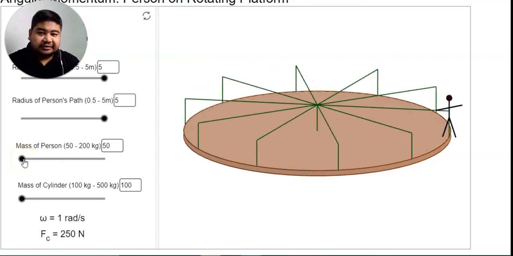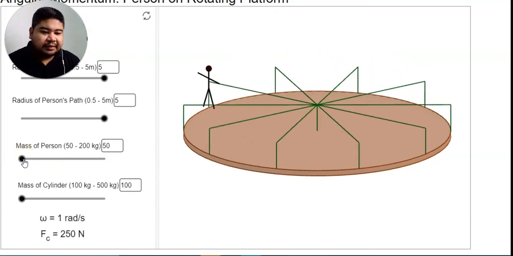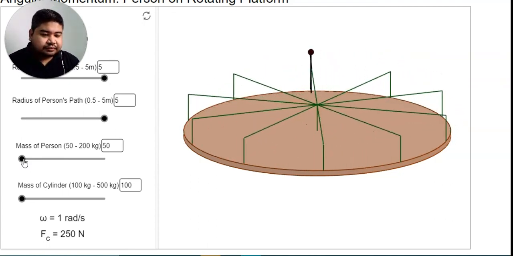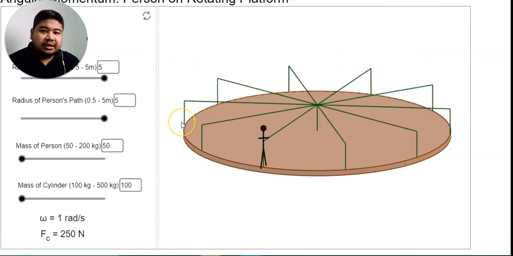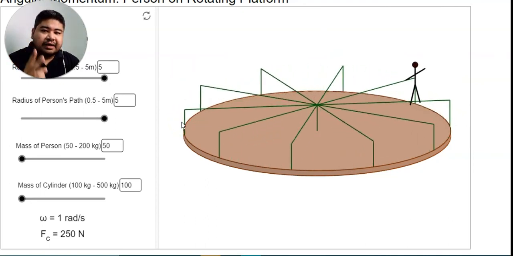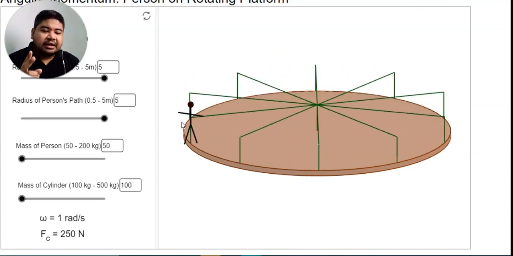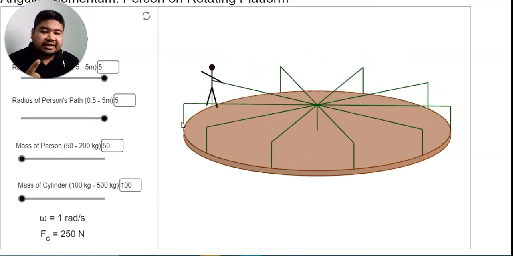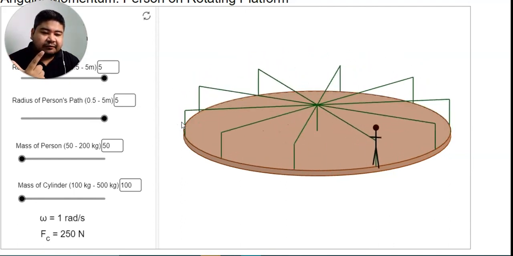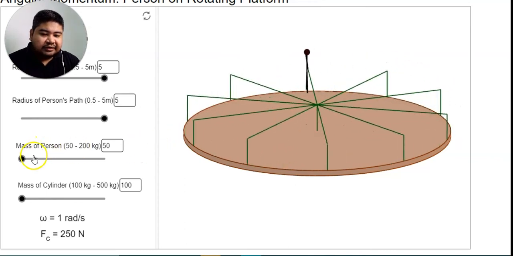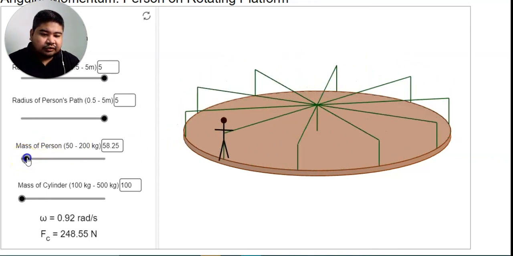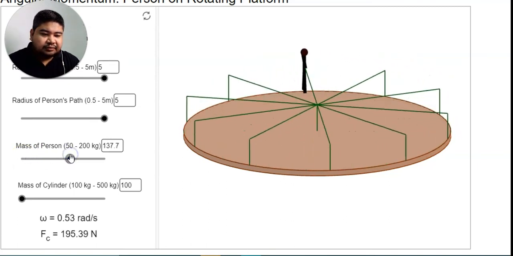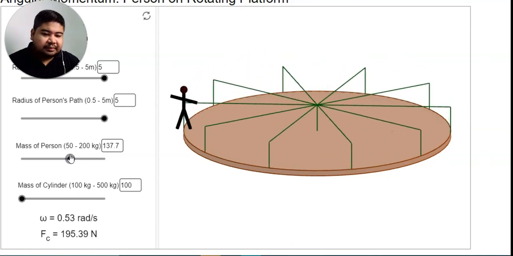If I increase the mass of the person, if you can still remember the way we calculate the moment of inertia, the mass times r square, there are two quantities that affect the moment of inertia of a rotating body. First is the mass of the object, the second is the distance from the axis of rotation. Now if we increase the mass of the person slowly, you will see that the rotational speed starts to decrease. It's becoming slower.